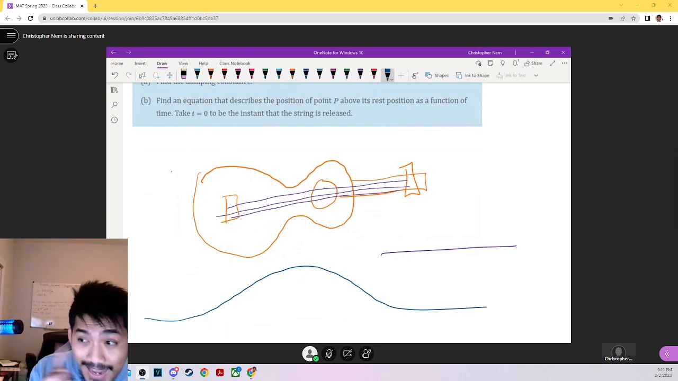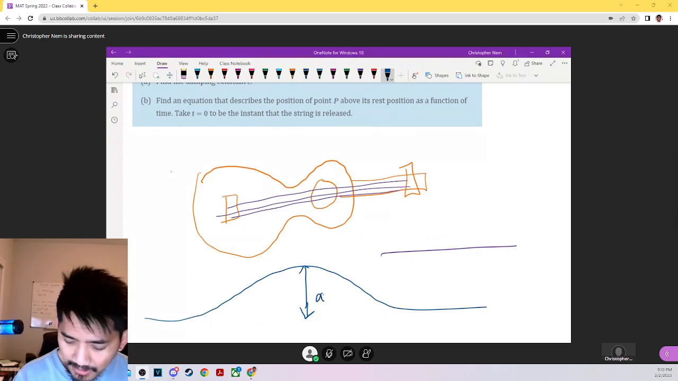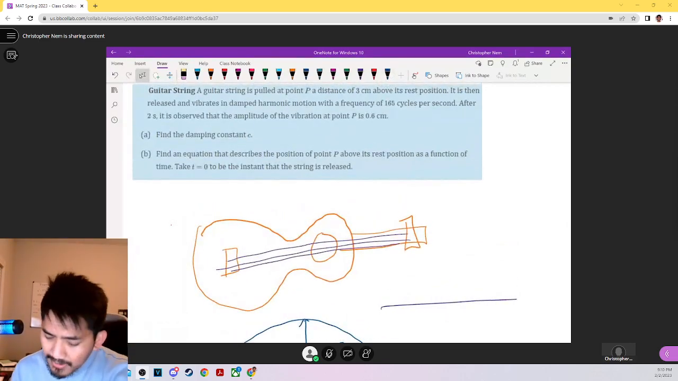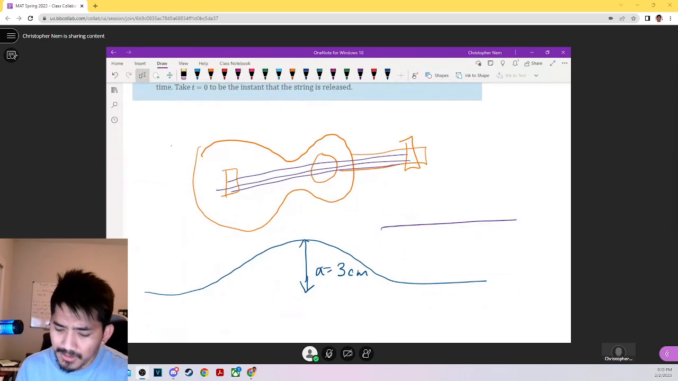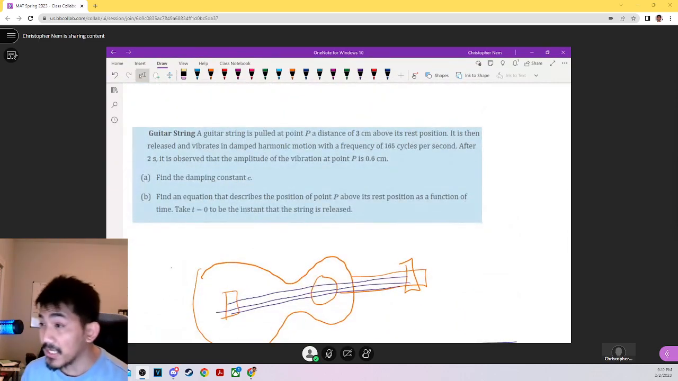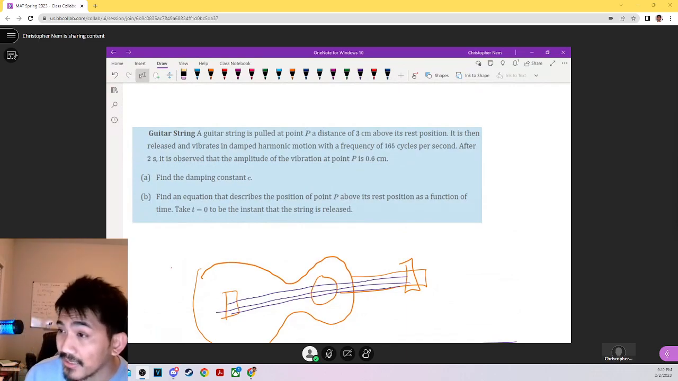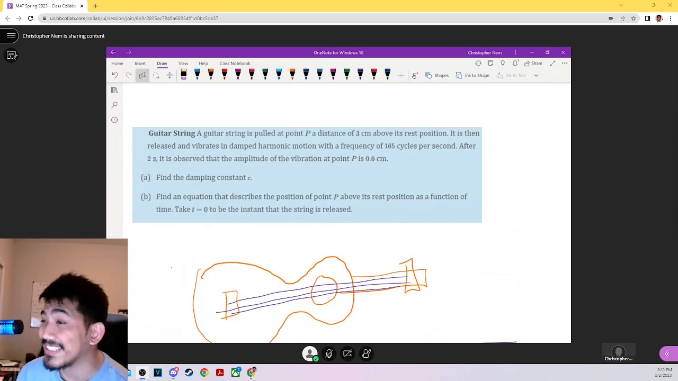So in this idea, we can actually calculate when I pulled it up all the way from the resting position. This is the same as being the amplitude, which is exactly 3 centimeters. Because I pulled it up 3 centimeters, and that distance from its resting position is 3 centimeters, so it's the amplitude. Well, it also tells us that we have a frequency of 165 cycles per second. And then after 2 seconds, it is observed that the amplitude of the vibration at point P is 0.6 centimeters.